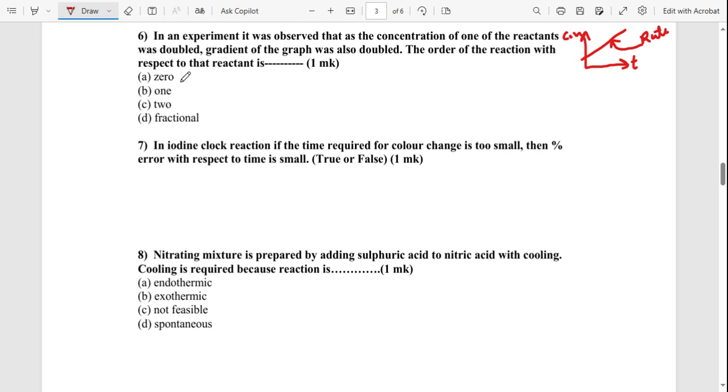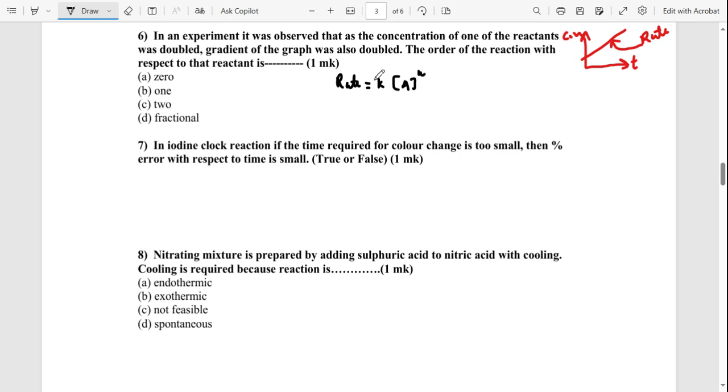The order of the reaction with respect to that reactant: if the concentration and the rate differ by the same factor, it means that it's a first order reaction. How do you determine the order? Rate is given by k multiplied by the concentration raised to the power n.